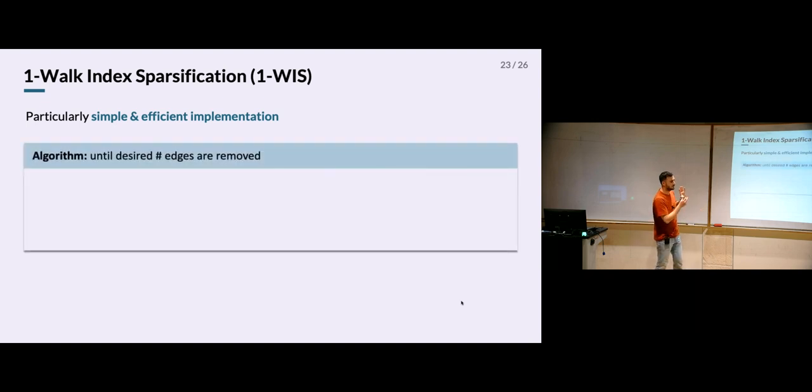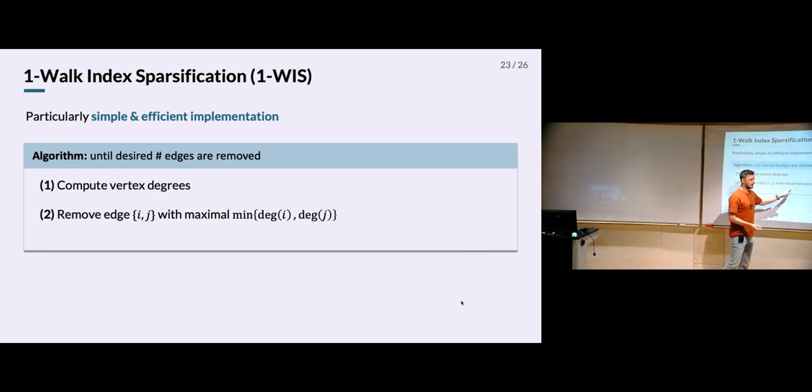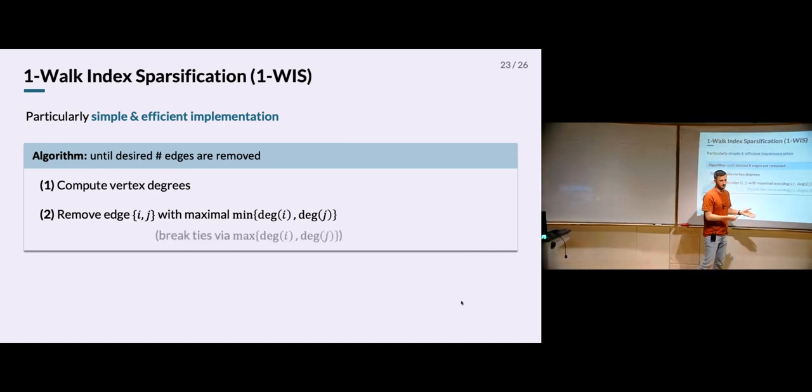And basically, the algorithm is very simple. It has only two steps. The first one is you need to compute the degrees of the vertices. Okay, you can do this also once at the beginning and then update the degrees as you remove edges. And the second thing is that you simply remove the edge whose minimal degree is maximum. Okay, each edge, you can associate it with 2 degrees, the degrees of the 2 vertices that it connects. Then you remove the edge whose minimal degree is maximum. And you break ties using the maximum degree.